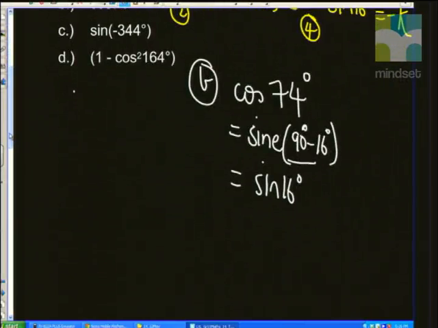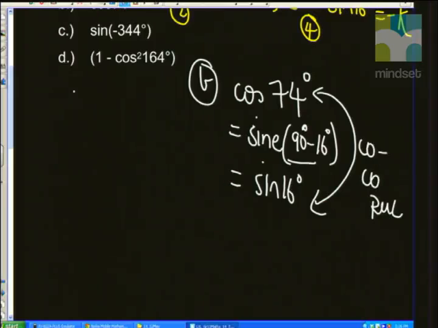So this would be what we call our COCO rule. When we take the prefix co, we drop it, we only get sine, but then you've got to rewrite that as a complement of 74. The complement of 74 is 90 minus 16. So we get sine of 16.